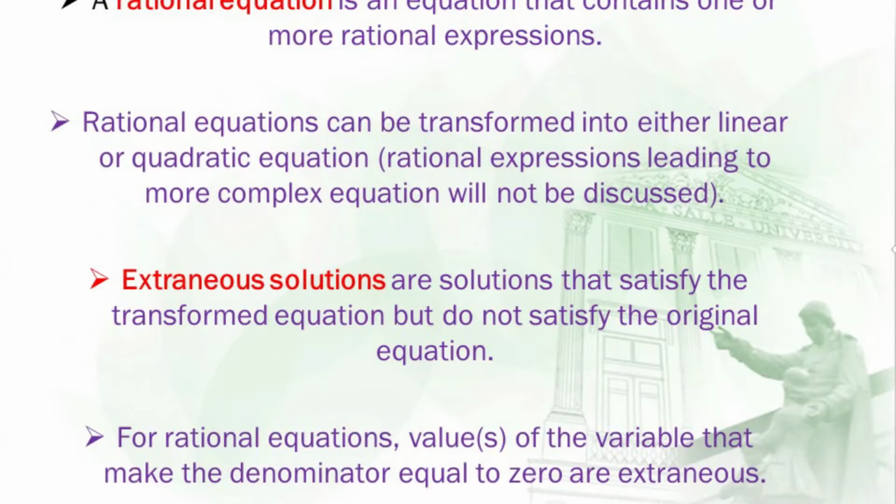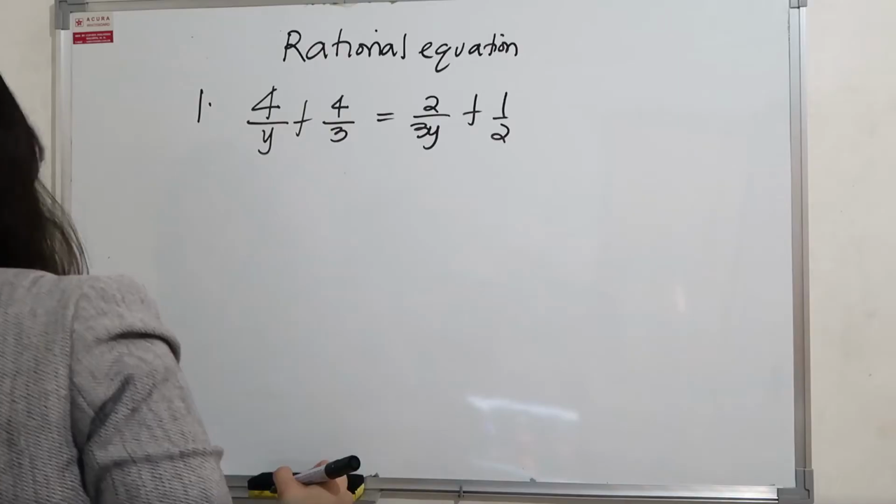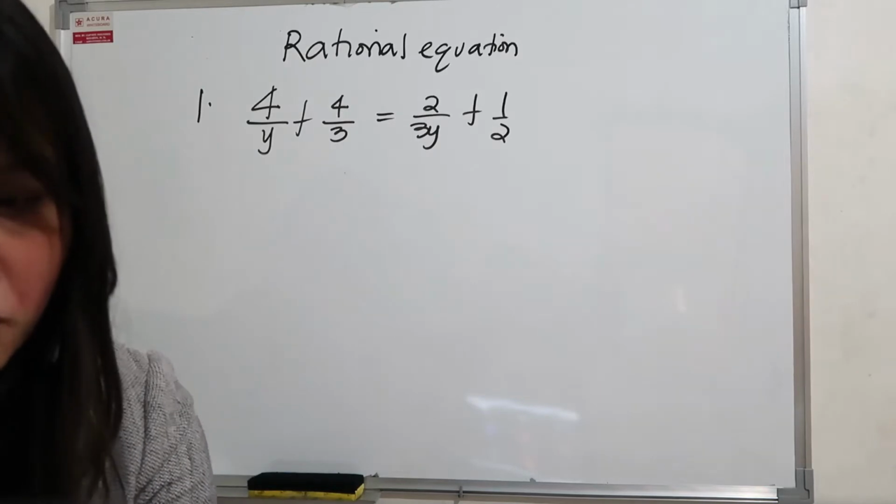Okay? So for example, how do we solve rational equation? Let's proceed now to example number 1 in solving rational equation. So example number 1, the given is 4 over y plus 4 over 3 equals 2 over 3y plus 1/2. Okay? So how do we solve this one?